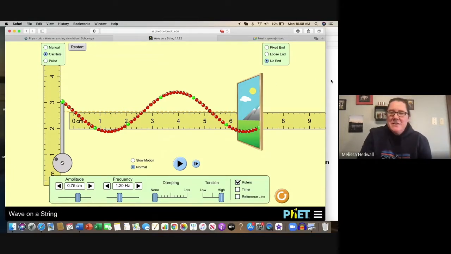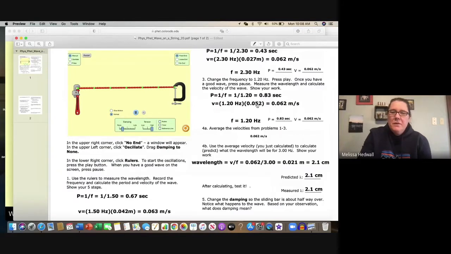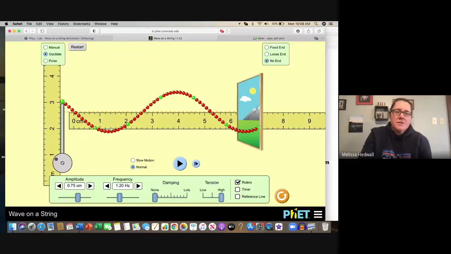And on this one, we're right at 0.52 meters. So 0.52 meters. So 5.2 centimeters. If I line this up at the 0 where it crosses to start, and I go my whole wavelength here, I cross again at the 0.5 or 5.2 centimeters. And the frequency is 1.20 hertz.